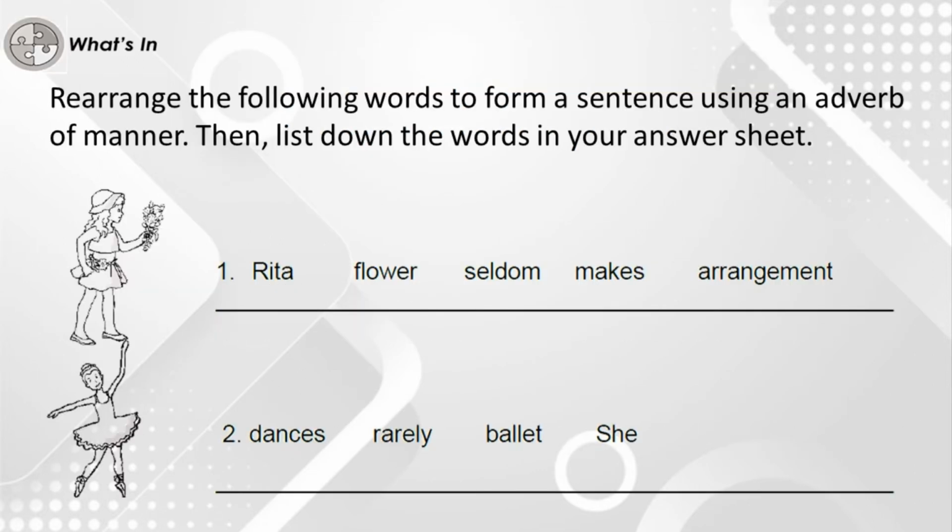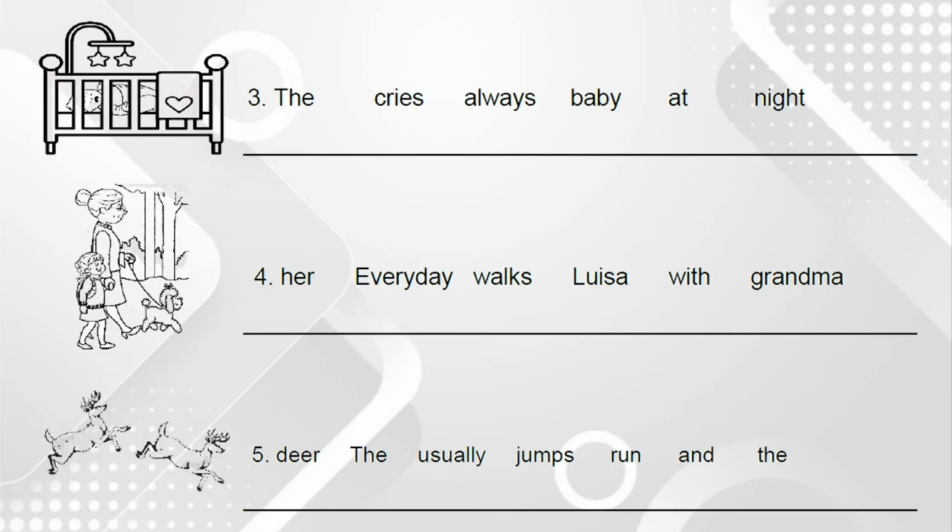Rearrange the following words to form a sentence using an adverb of manner. Then, list down the words in your answer sheet. 1. Rita, flower, seldom, makes, arrangement. 2. Dances, rarely, ballet, she. 3. The, cries, always, baby, at, night. 4. Her, every day, walks, Louisa, with, grandma. 5. Dear, the, usually, jumps, run, and, the.